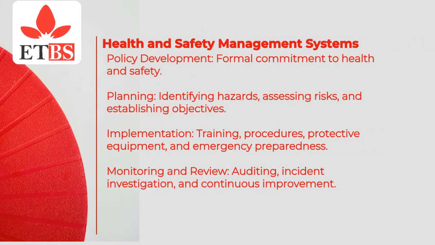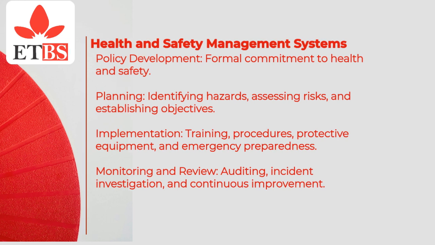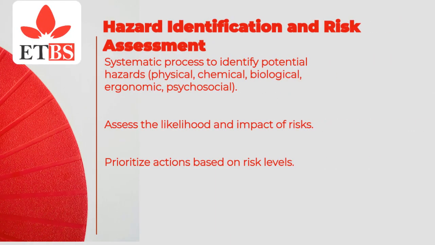Health and safety management systems. Policy development: formal commitment to health and safety. Planning: identifying hazards, assessing risks, and establishing objectives. Implementation: training, procedures, protective equipment, and emergency preparedness. Monitoring and review: auditing, incident investigation, and continuous improvement. Popular models include ISO 45001 and OHSAS 18001.